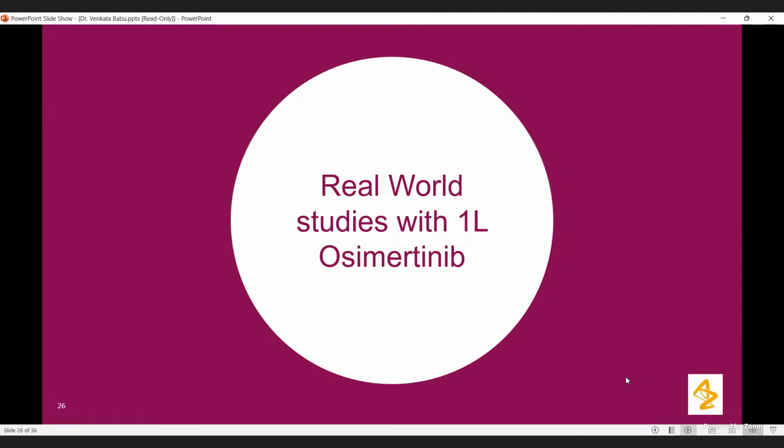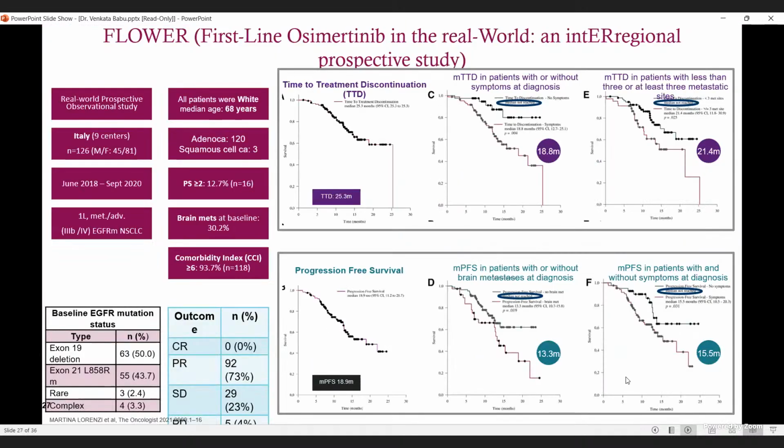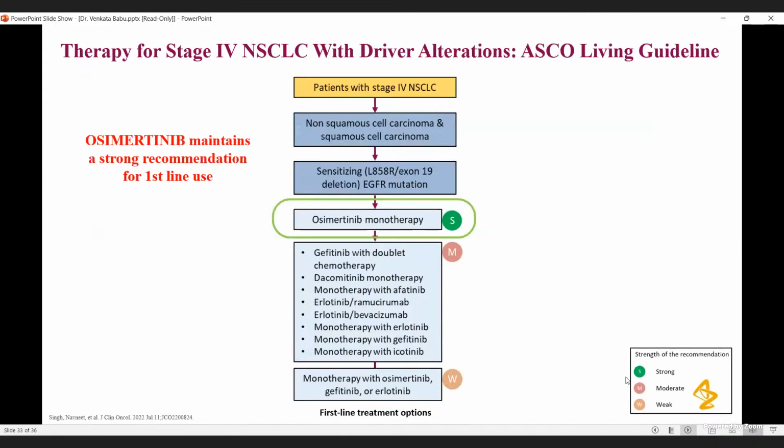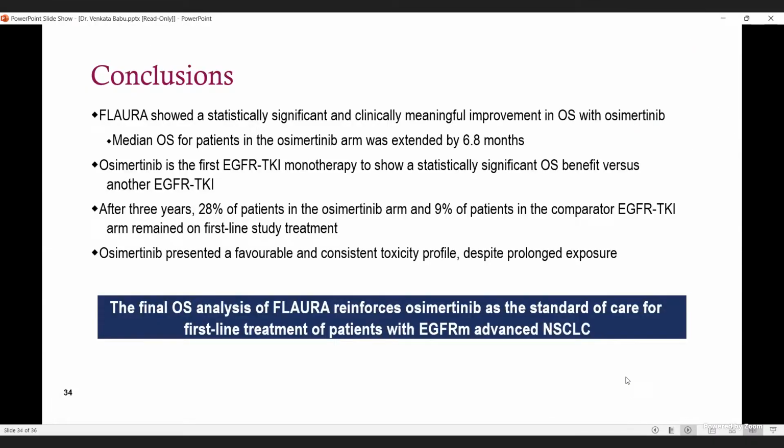And real world studies have been very well discussed. So I will end my talk. Please go to the last slide, the concluding slide, please. Last slide, please. Last but one slide. Next slide, please.